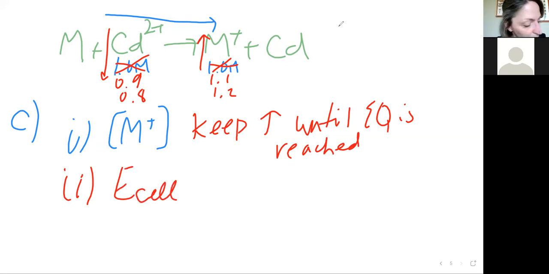Okay, so E cell, of course, in your standard, when you first start, is going to be at its absolute most positive value. But as the reaction proceeds and your product goes up and your reactant goes down, that's going to drive the reaction to go backwards. But I say backwards loosely, because really what I mean is that the reaction will be driven less in the forward direction. You guys know what I mean?